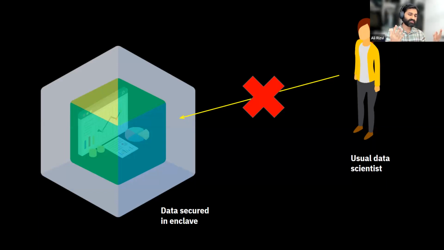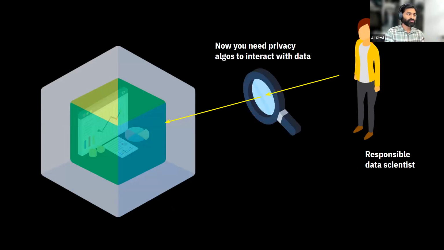Now, as a usual data scientist, you can no longer interact with the data anymore. You can't use your normal pandas. You can't use your normal functions. Now you need privacy enhancing technologies to interact with data that has been put in an enclave. So the special kind of algorithms that you use in Python, that's what we are talking about in all these sessions. The privacy algorithms to interact with data that has been secured. And by doing that, you are now not a usual data scientist, you're a responsible data scientist.